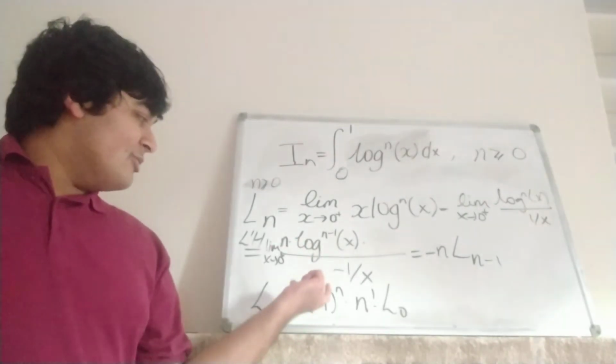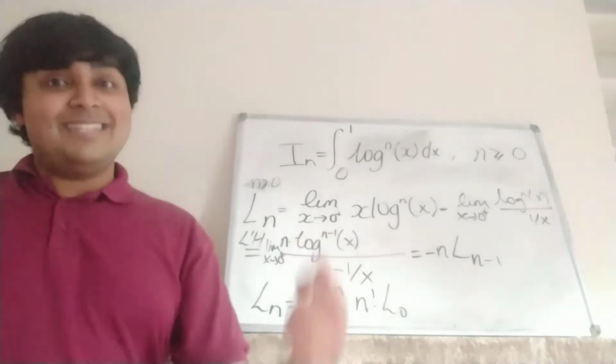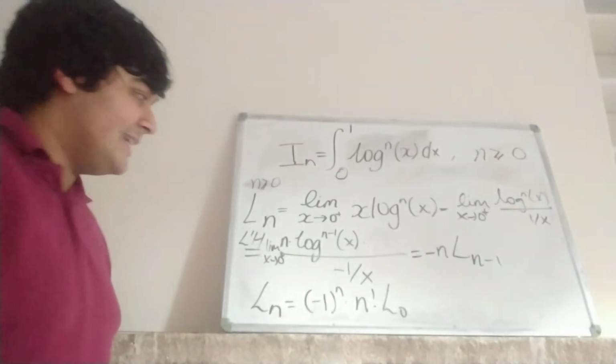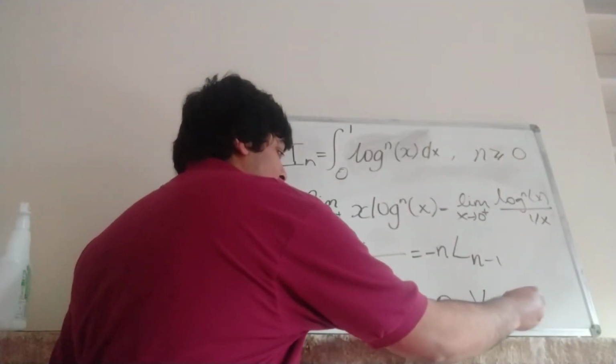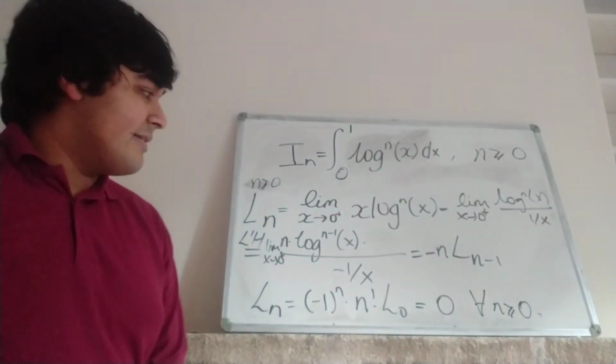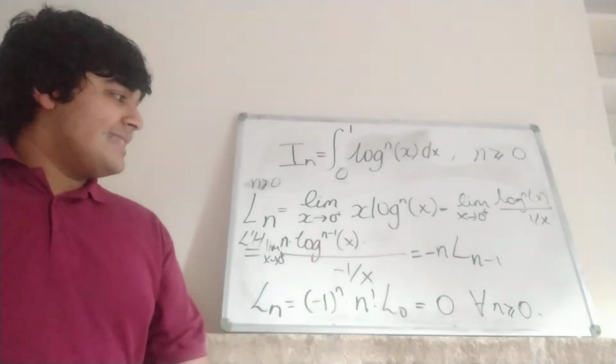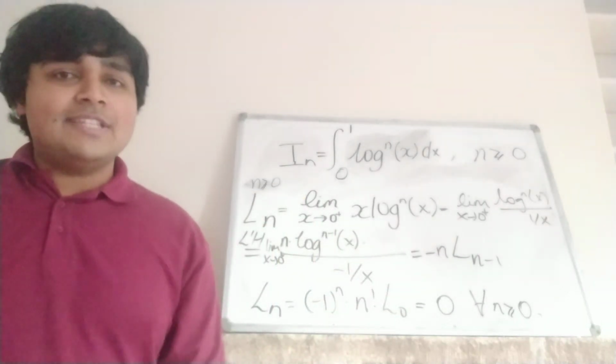So in fact, L_n equals (-1)^n times n factorial times 0. So of course the 0 just annihilates everything, and this thing here equals 0. And that's in fact for all n bigger than or equal to 0. Okay, so L_n is equal to 0 for all non-negative integers n.